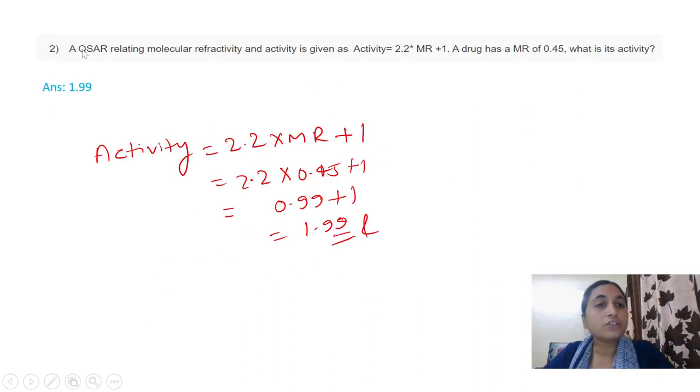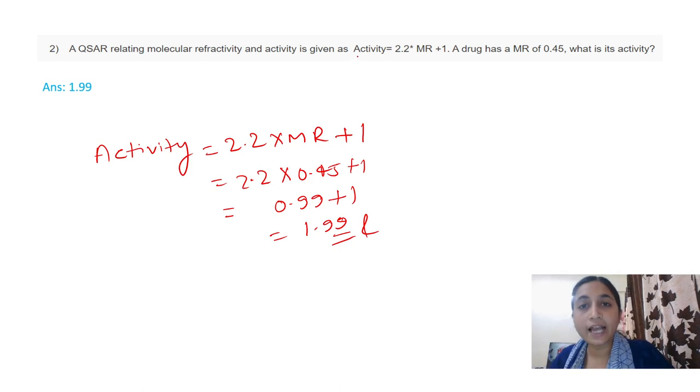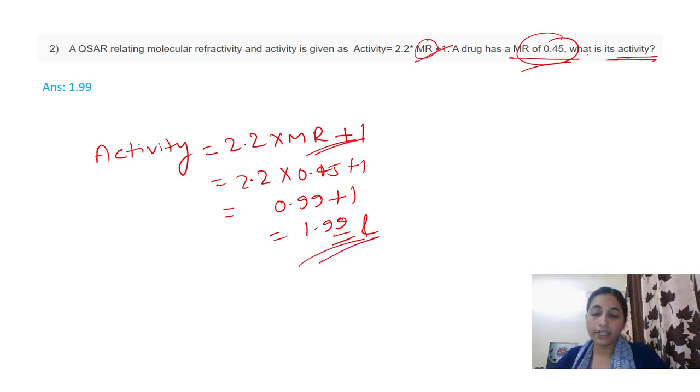So now question 2. A QSAR relating molar refractivity and activity is given here as activity equal to 2.2 into MR plus 1, and the MR value is given here as 0.45. So what is its activity? We will simply put the value of MR, molar refractivity, in this equation.